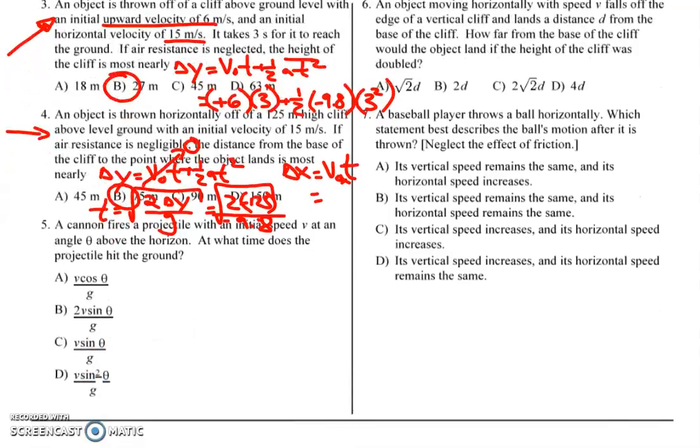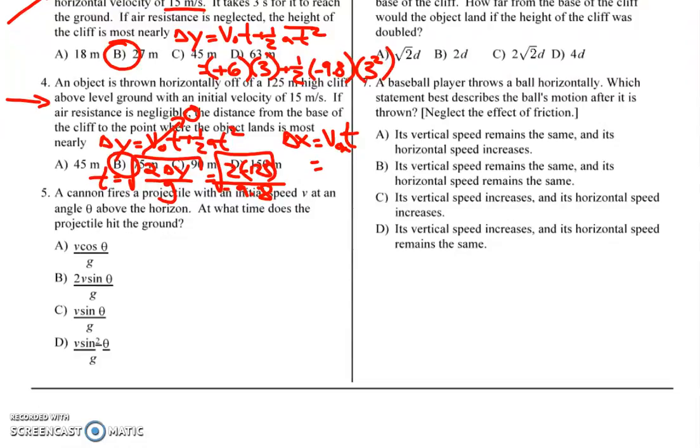Number 5, we have a cannon fired a projectile with an initial speed v at an angle theta above the ground. What time does the projectile hit the ground? So we are assuming some things, that it is going to be fired and lands at the same height. Okay, so that's going to be important here. So we want to know what time does the projectile hit the ground.